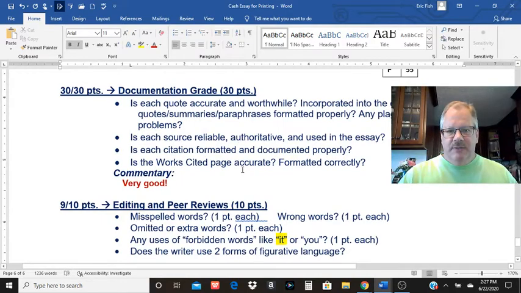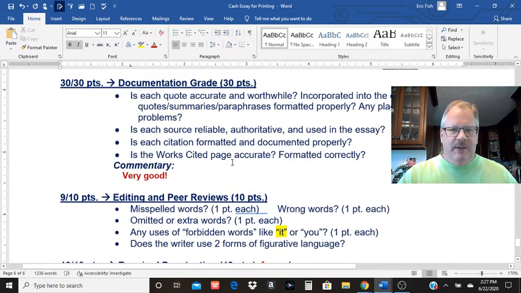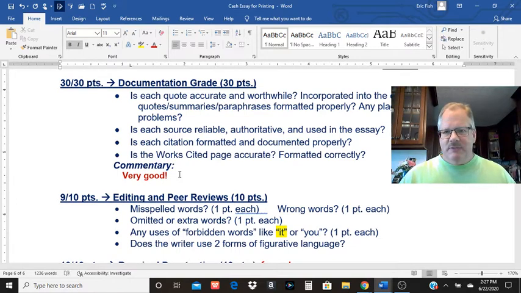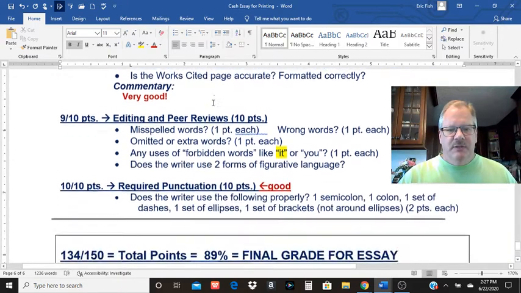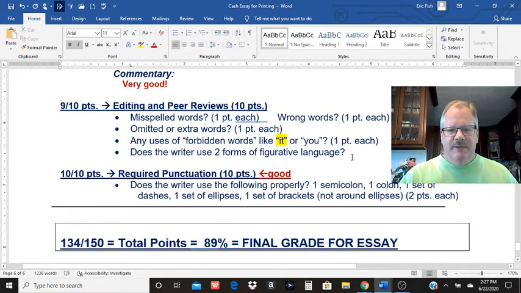The documentation grade, 30 points. As we get to these last 3 grades, these are generally yes or no questions. Are you doing it correctly or are you not? And where's the problem? With this essay, I'm saying, got the documentation going, working really, really well there. You're crediting all your sources. The works cited space looks good. There's no unintentional plagiarism, anything like that. So the documentation's looking good. We did see one "it" in the essay, so lost a point there.